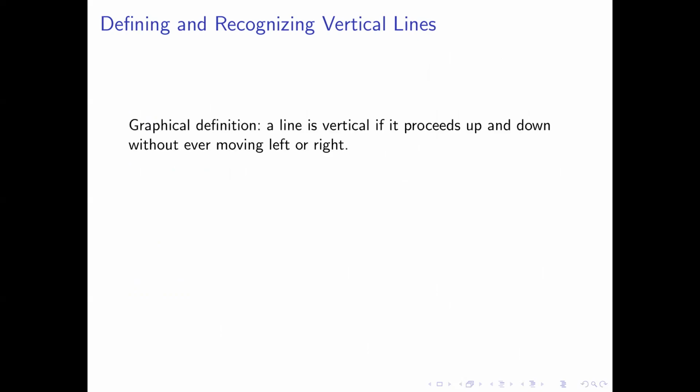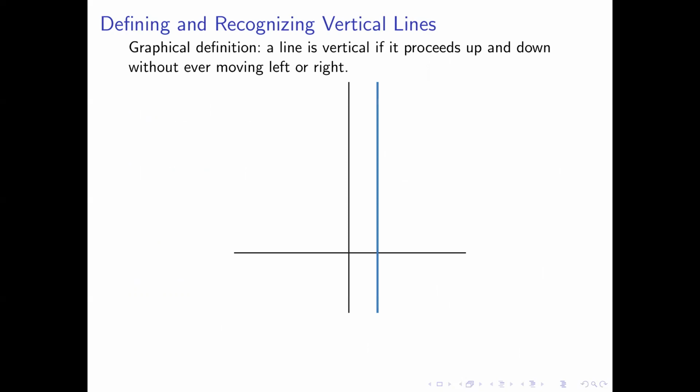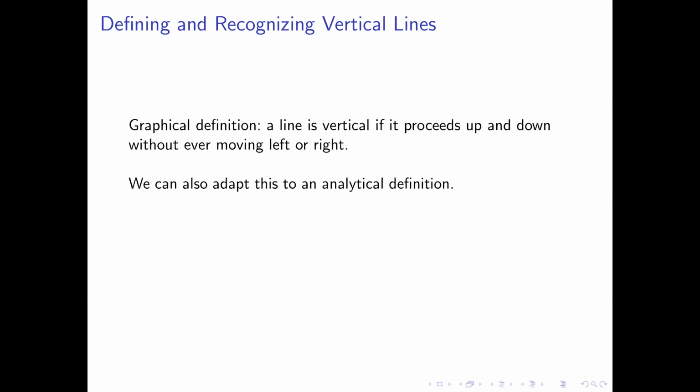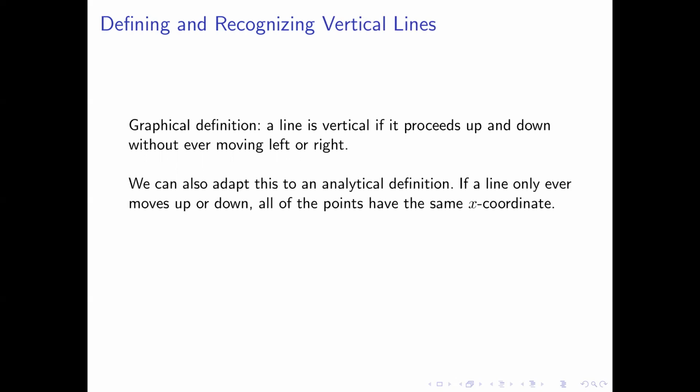We'll do the same thing. We'll start with a graphical definition and then translate it into an analytical one. Here's our graphical definition. We can say that a line is vertical if it proceeds up and down without ever moving left or right. So here's a little illustration. The blue line in the graph you see here is a vertical line. And we'll take this graphical definition and adapt it into an analytical one.